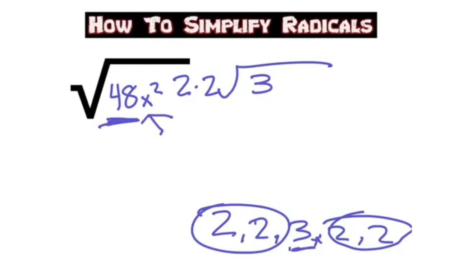So x, we can't really simplify it like 48 because x is a variable, not an actual number. But we have x squared right here. So what two numbers multiply to equal x squared? We know that x and x can be multiplied to equal x squared. And x cannot be simplified any further. So these are the variables we have for x. We have an x and an x.